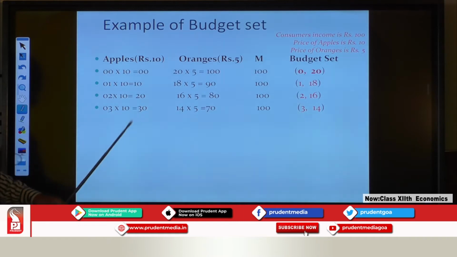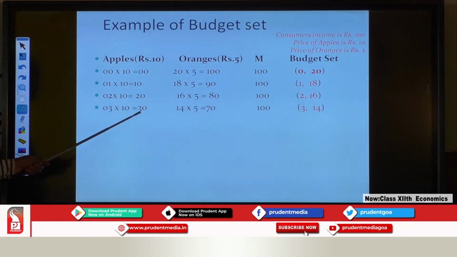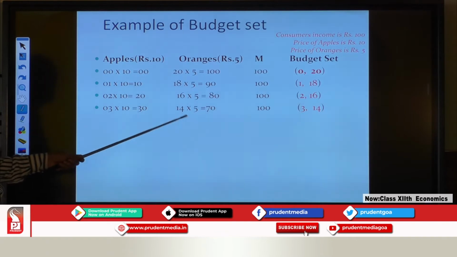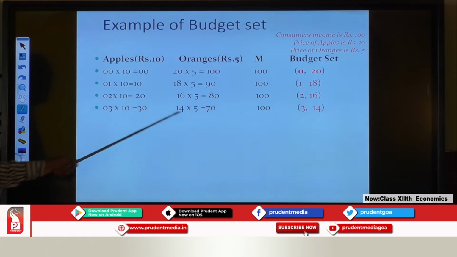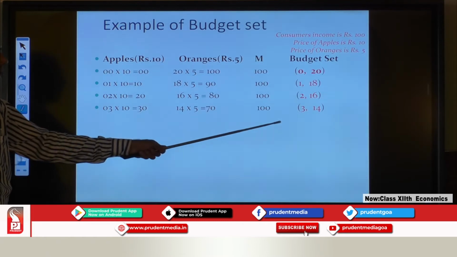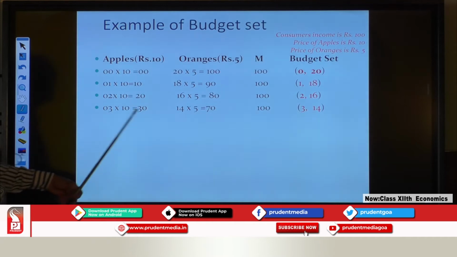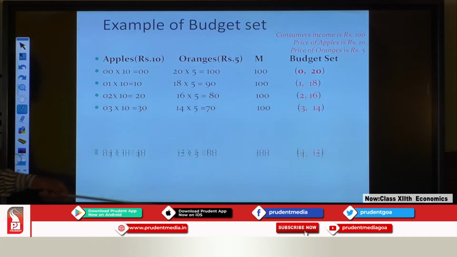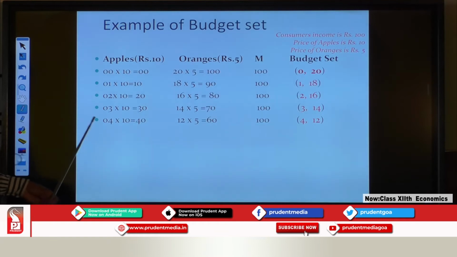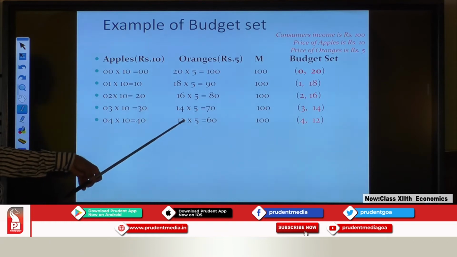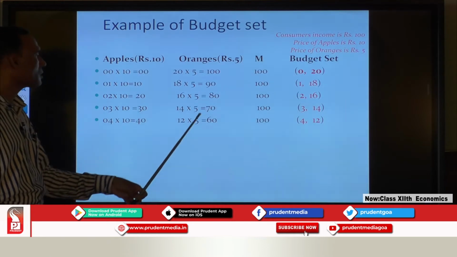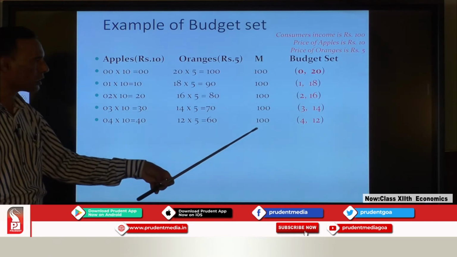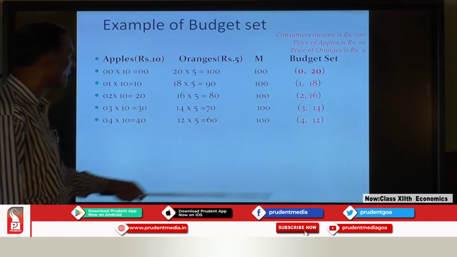3 apples, cost 10 each, will give 30 rupees. 14 oranges, cost is 5, it will give 70. So 70 plus 30 will give 100. Your budget set is 3 and 14. 4 apples, cost is 10, 40 rupees. 12 oranges, cost is 5, so 12 into 5 will give you 60. 60 plus 40 will give you 100. Your budget set is 4 and 12.